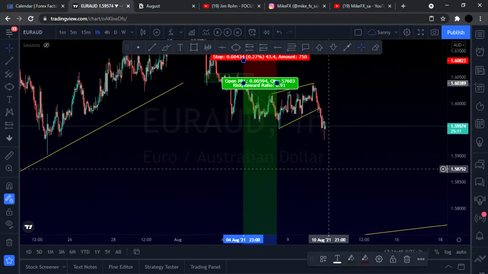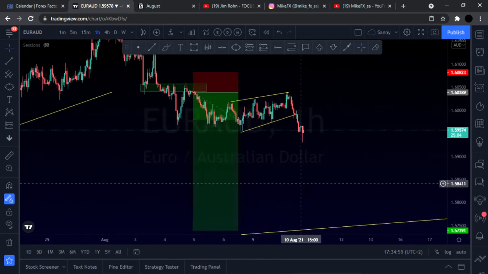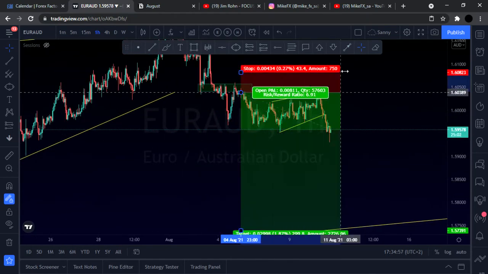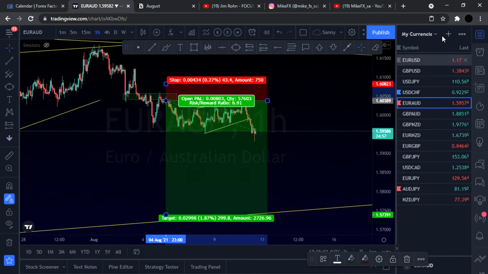We saw a breakout occur, and as you can see, price started to rally all the way to the downside. So we'll be holding this trade throughout the week and see if we can get all the way to TP. This is our first trade, the first pair that we're looking at.